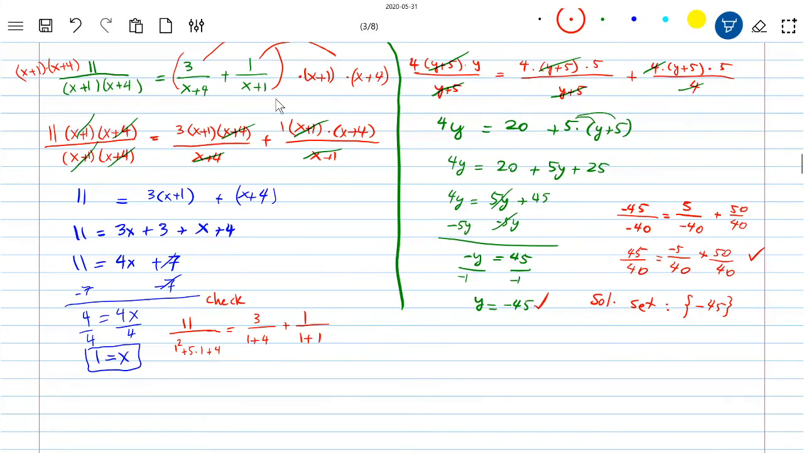The denominator becomes 10. So I have 11 over 10. On the other side I have 3 divided by 1 plus 4, which is 5. So 3 divided by 5. And 1 divided by 1 plus 1, so 1 over 2. Now you should know how to do common denominators on the right side. Multiply the first one by 2, both in the numerator and denominator, and the second one by 5. So what you have is 11 over 10 equals 6 over 10 plus 5 over 10. 5 over 10 and 6 over 10 equals 11 over 10. This is a true statement.